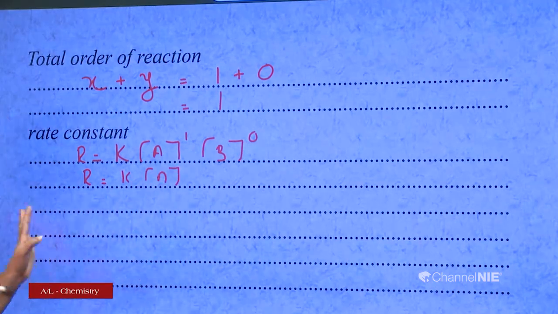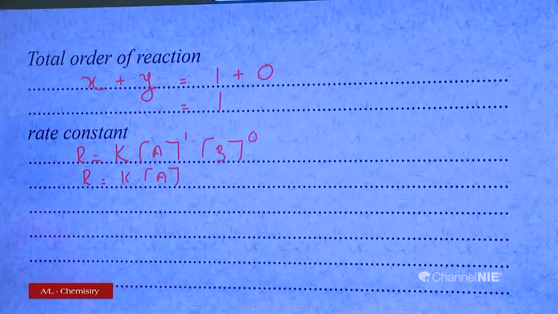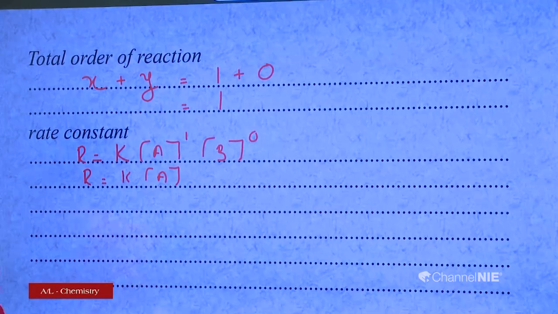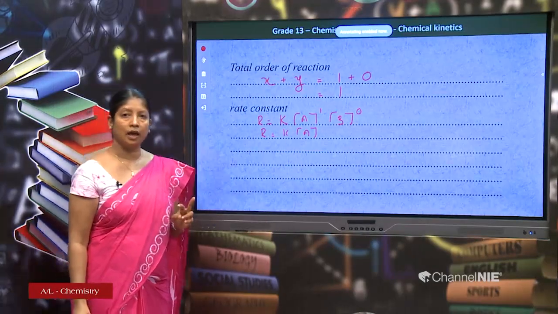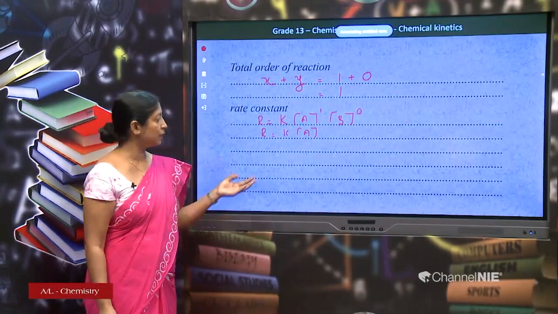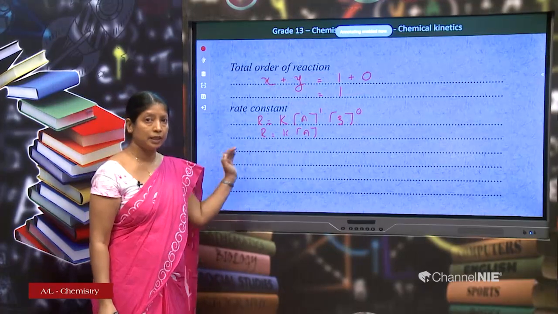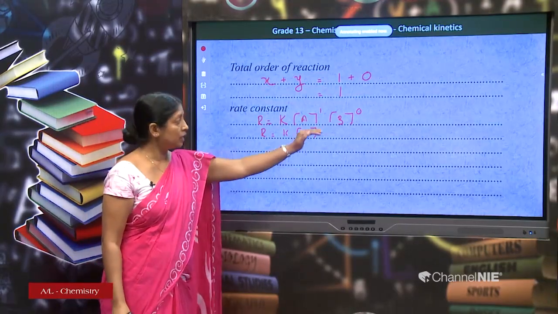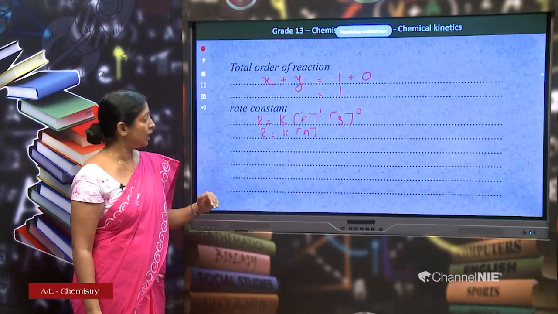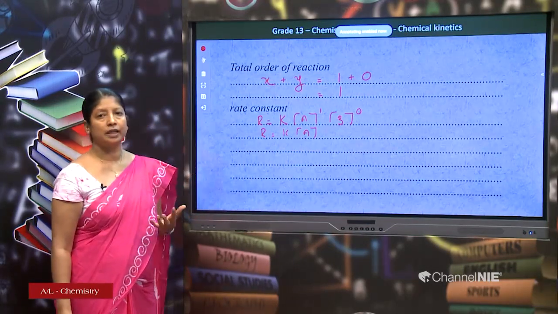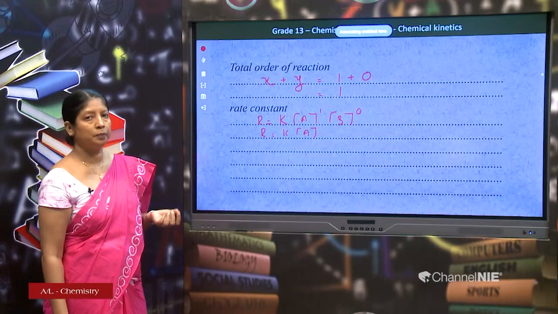So, clearly you can understand in this reaction there are two reactants. What are the two reactants? A and B. Even though two reactants are there, the reaction rate depends only on the concentration of A. You can see in the rate law expression, the concentration of B does not appear. Then the reaction rate is independent of concentration of B.